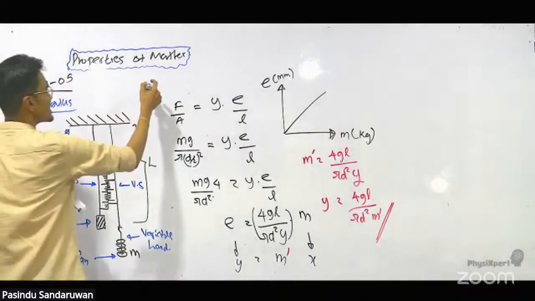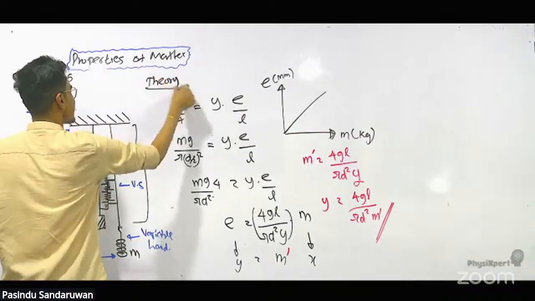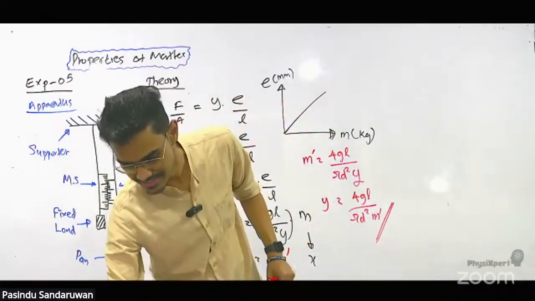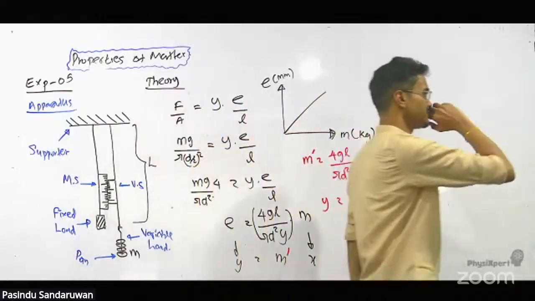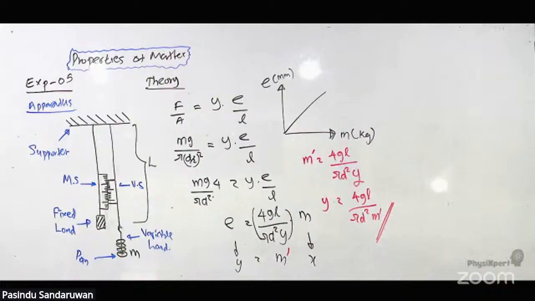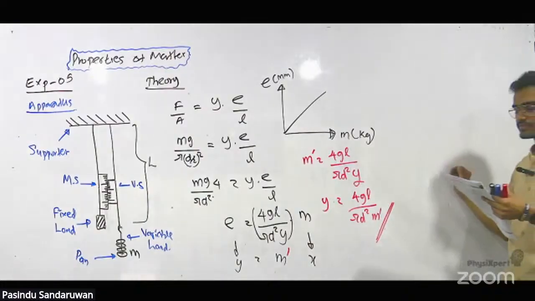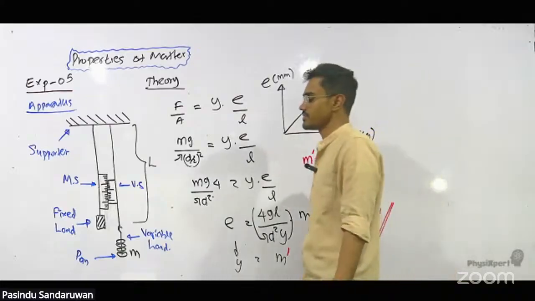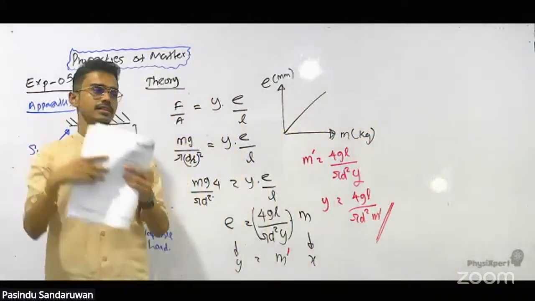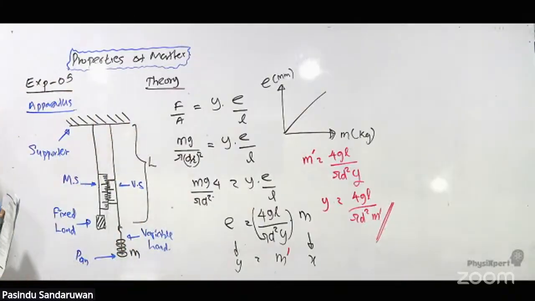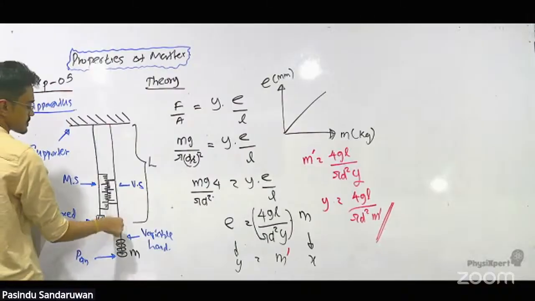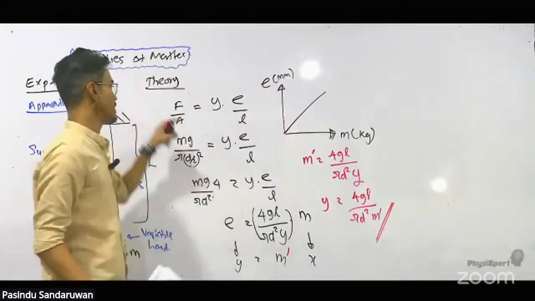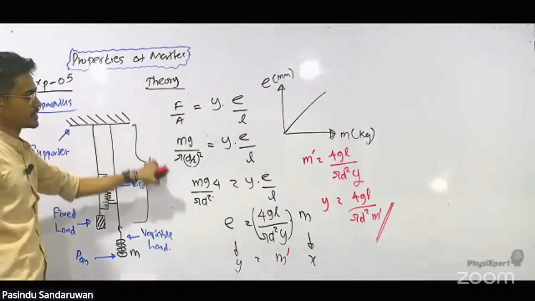Okay, then theory. Write out: if the suspended mass is symbol M, the extension of the wire is symbol E. Put a comma and start from here, and measure it up to this point.